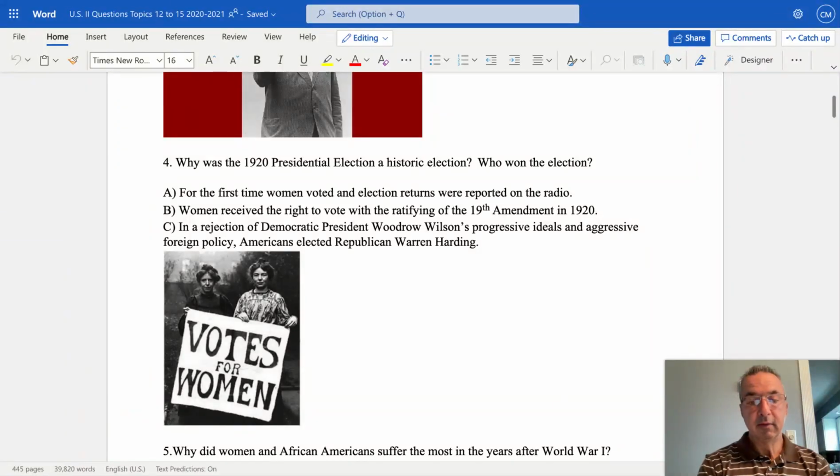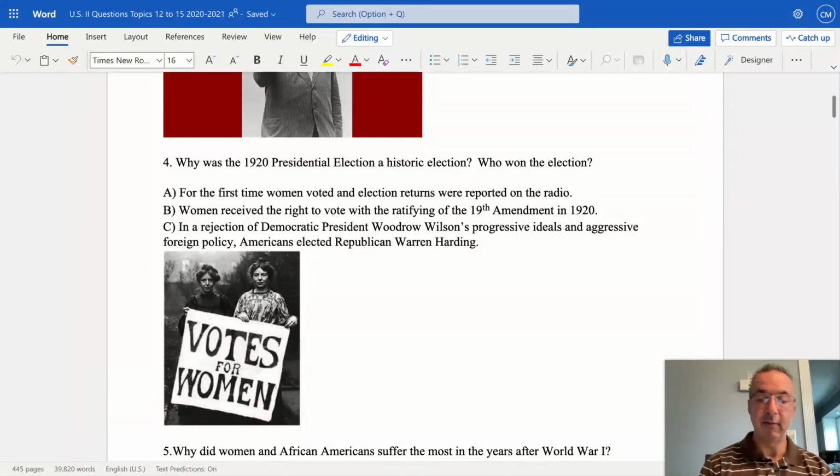And then the victor in rejection of the Democratic President Woodrow Wilson's progressive ideals, and he wasn't running for re-election, but his ideas were on the ballot and his aggressive foreign policy. Many Americans were attracted to Warren Harding's return to normalcy campaign.